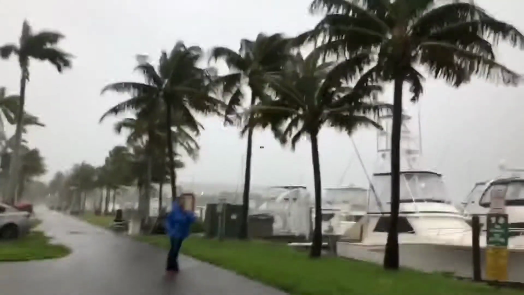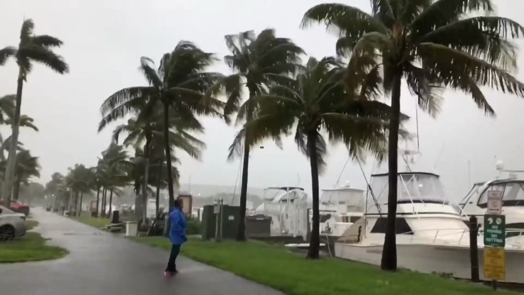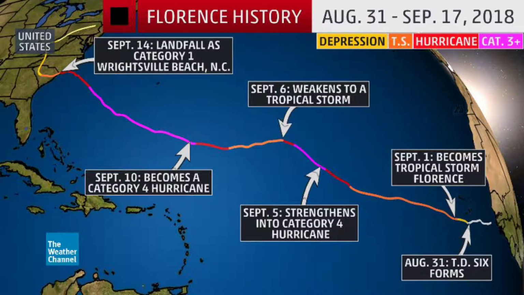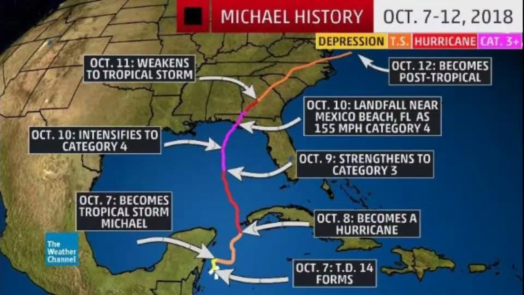Since I started this video, we've had 2 other major tropical storms that have affected the continental United States, including Hurricane Florence, that made landfall on September 14th of 2018 as a Category 1 hurricane near Wrightsville Beach, North Carolina. And most recently, Hurricane Michael, which formed October 7th as Tropical Depression number 14. It then became a hurricane on October 8th and made landfall on October 10th near Mexico Beach, Florida as a Category 4 hurricane.